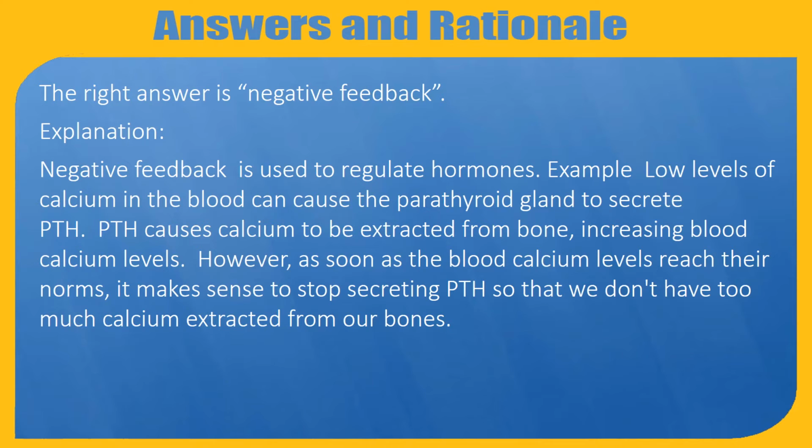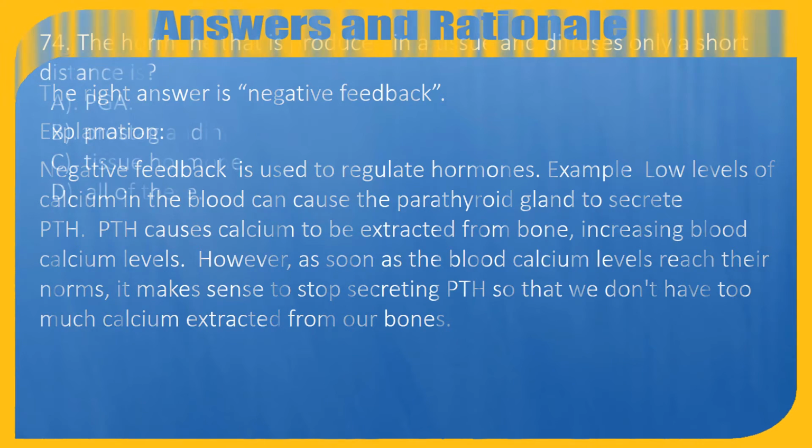Example: low levels of calcium in the blood can cause the parathyroid gland to secrete PTH. PTH causes calcium to be extracted from bone, increasing blood calcium levels. However, as soon as the blood calcium levels reach their norms, it makes sense to stop secreting PTH so that we don't have too much calcium extracted from our bones.